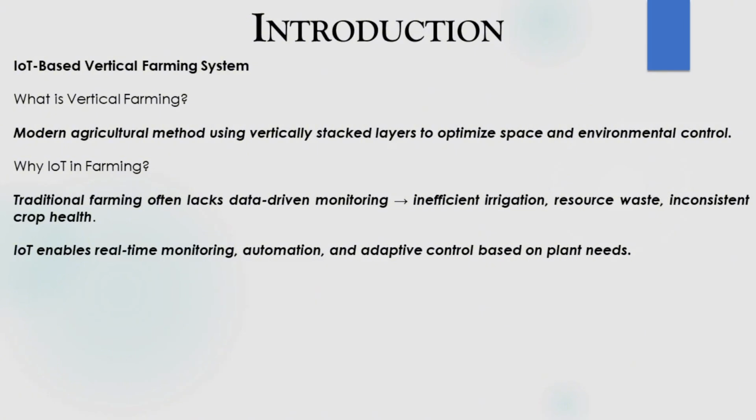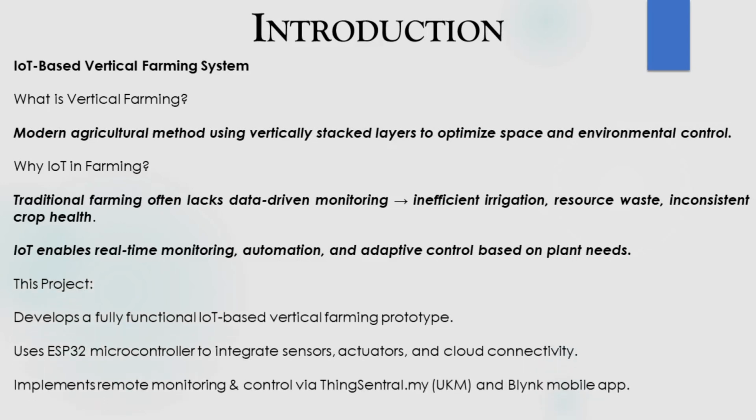So, what is IoT in farming? Traditional farming often lacks data-driven monitoring, which leads to inefficient irrigation, resource waste, and inconsistent crop health. IoT enables real-time monitoring, automation, and adaptive control based on plant needs. This project mainly focuses on developing a fully functional IoT-based vertical farming prototype, which uses an ESP32 microcontroller to integrate sensors, actuators, and cloud connectivity. It also implements remote monitoring and control via ThingCentral.my and the Blynk mobile app.